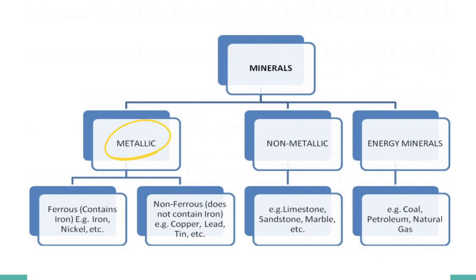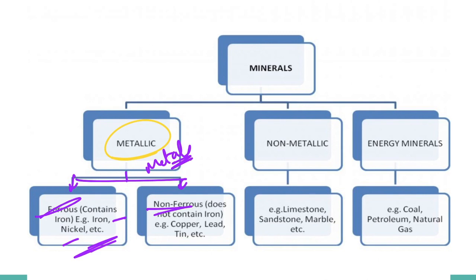The metallic minerals contain metals in raw form. And metals are hard substances. They conduct heat and electricity, and they have a characteristic luster or shine. Examples: iron, nickel, bauxite, and manganese ore are some examples of metallic minerals. Metallic minerals are further divided into two types. They may be ferrous minerals or non-ferrous minerals.